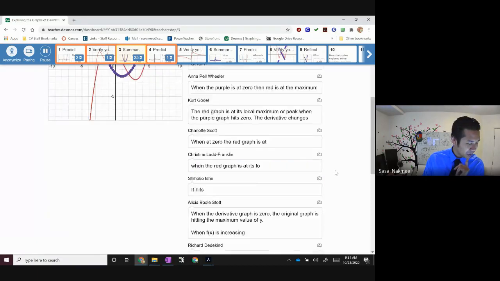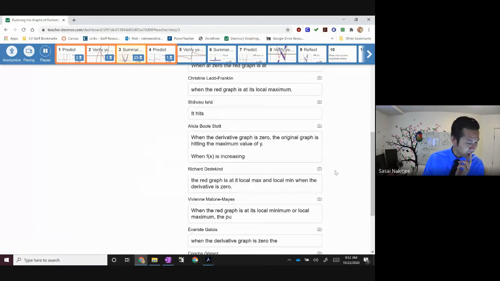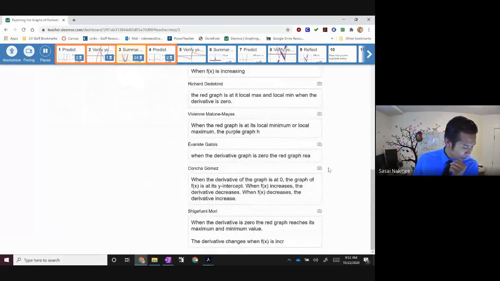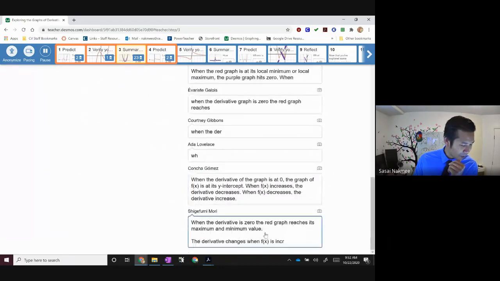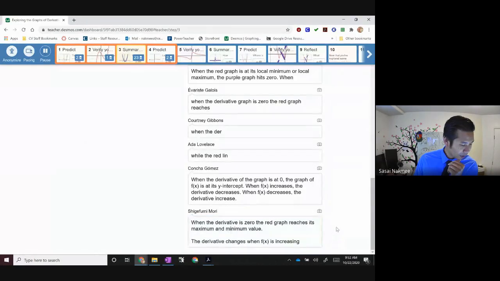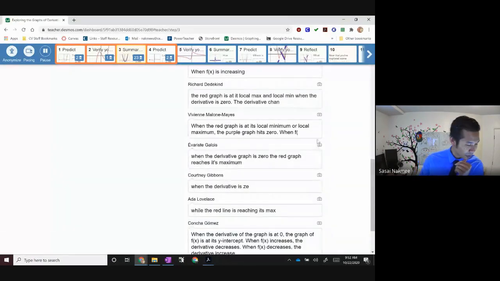By the way, these are beautiful answers that you guys are typing out. I'm going to go ahead and save this one. Save this automatically, but I'm going to go ahead and save this and go through all of these guys. When the derivative is 0, the red graph reaches its maximum and minimum values. The derivative changes when f of x is increasing. I'll leave you to finish that one.